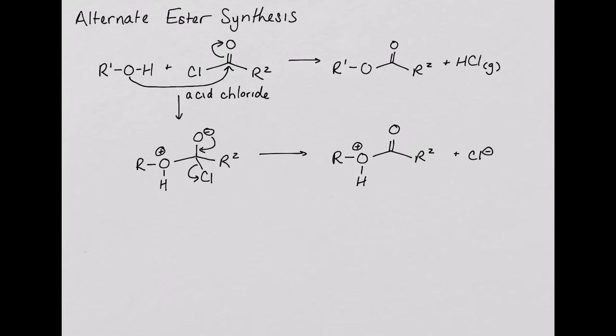In the final step, the ester is deprotonated to form the ester product and HCl gas, which can be removed from the reaction to help push the equilibrium to the right. Typically, the equilibrium is much more favorable for this alternate ester synthesis, and therefore we can obtain the esters in much higher yields.